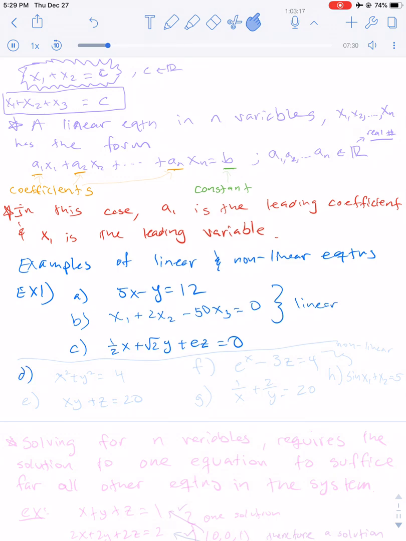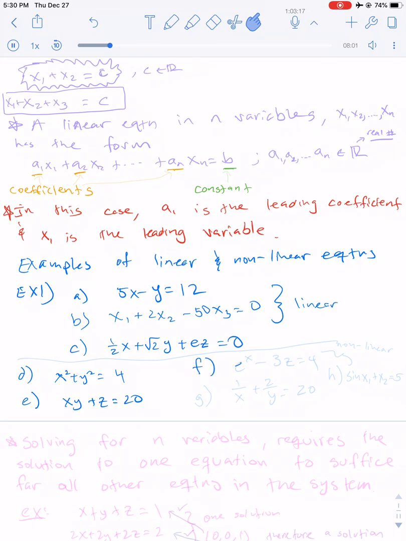Non-examples would be, say, something like x squared plus y squared equals 4. That's a circle, so we're not dealing with those in this class in linear algebra. We also have products. So say we have xy plus z equals 20. We can't have any products. That's not a linear equation.